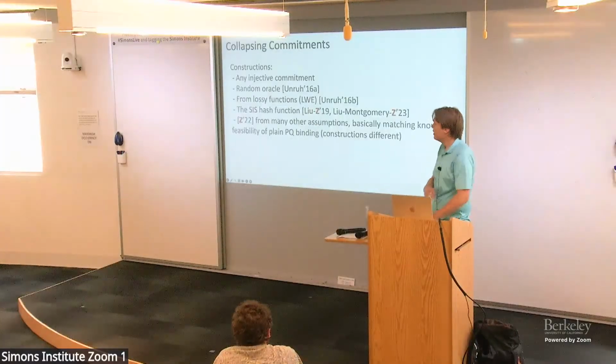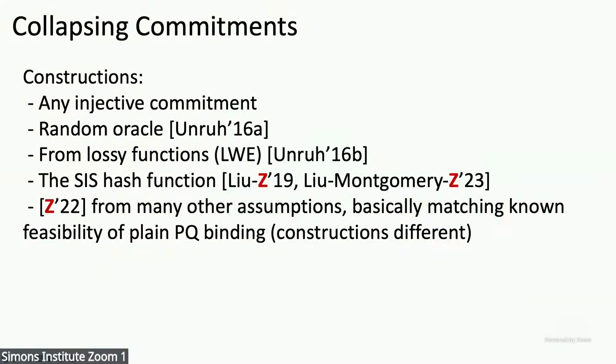Okay. Yeah, so in terms of constructions, we're in good shape, I think. So first, as we already said, any injective commitment is automatically collapsing. A random oracle, Unruh showed that's collapsing.